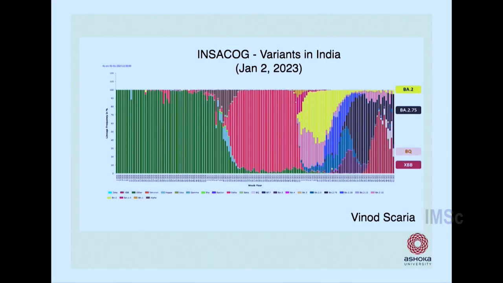Here's one example of the complexity of thinking about this problem. This is the INSACOG. INSACOG is a government organization, a consortium of many laboratories that collects genomic data and tells you which variant of COVID-19 or SARS-CoV-2 is currently circulating. On the right-hand side is the most current mix, with BA.2.75, XBB, etc.